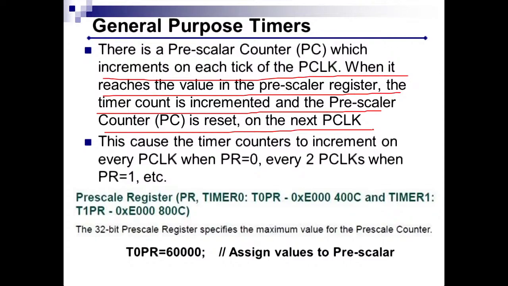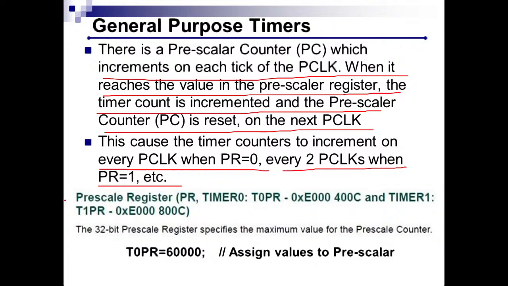as well as itself reset to 0. So at every 4 clock pulses, a tick will be applied to the timer, and the timer register will be incremented by 1 each time. So this will cause the timer counter to increment on every PCLK when PR is equal to 0, every 2 PCLK when PR is equal to 1, and so on.